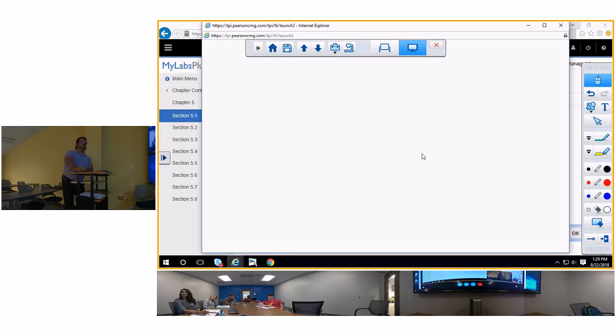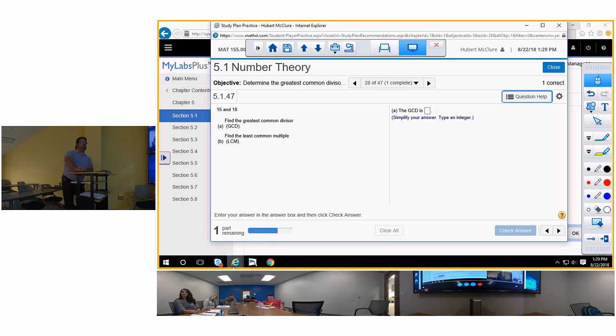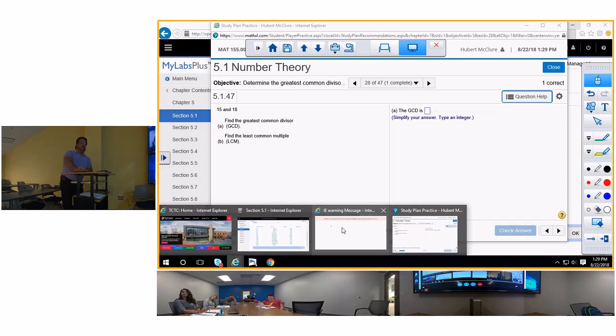It's not going to come up. I think we're having an issue with the book. Let's see if the book ever came up on the other one. That would be a no.